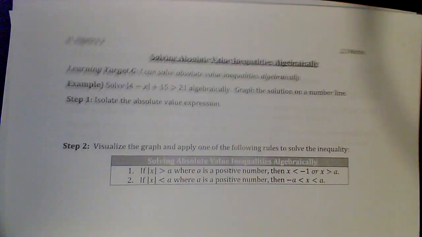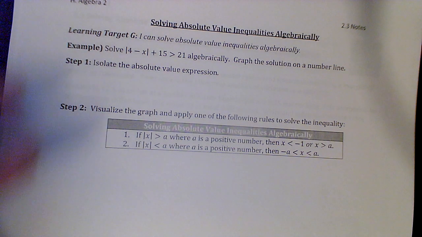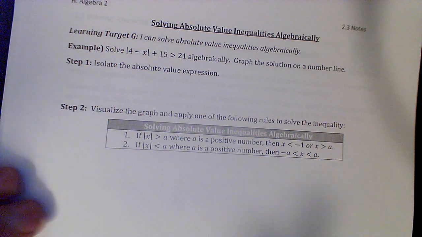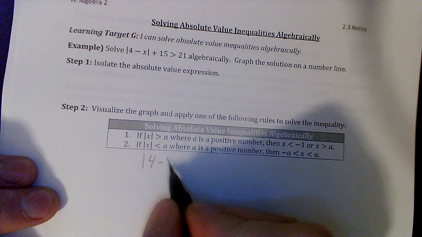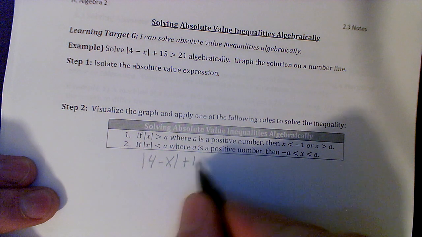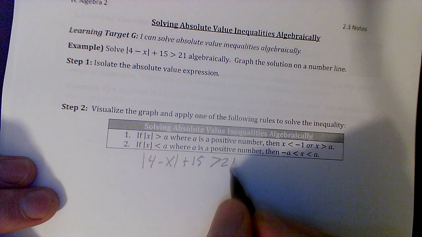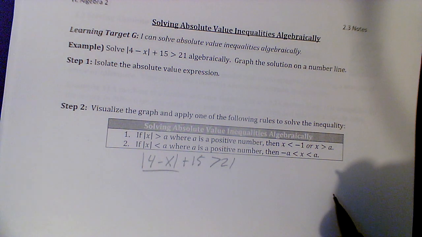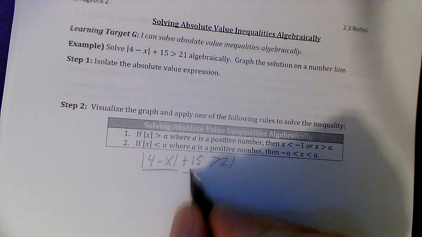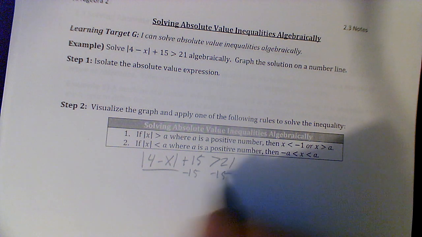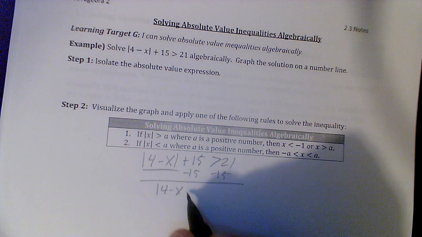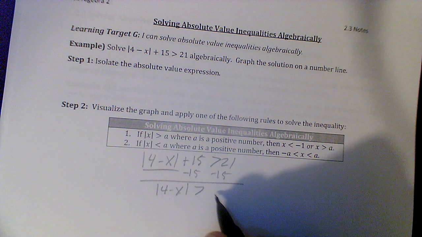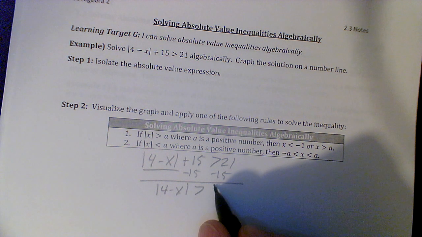Alright, so we are going to solve this equation right here. I'm going to bring it down here so we have a little bit more room, and right now we are going to do this algebraically. So remember, when you solve algebraically, what you want to do is isolate the absolute value. So we're going to subtract 15 minus 15. We get the absolute value of 4 minus x is greater than, in this case, 6.